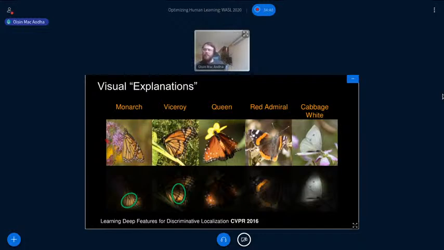For example, in this butterfly task, we see butterflies on top and these highlighted heat maps below. The monarch and the viceroy are two very similar butterflies, but the deep network correctly highlights this band across the image, this kind of black band, which is not observed in the monarch, but is in the viceroy.